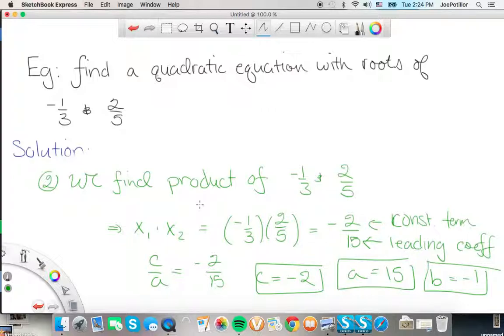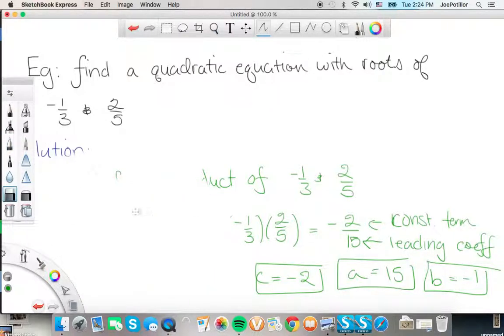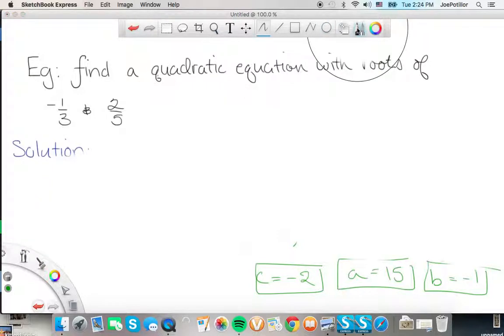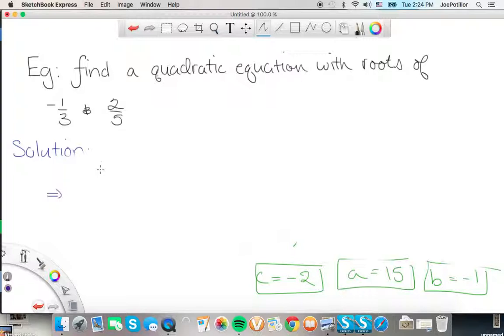And so, the quadratic equation, after all this, if you don't mind, I'll erase this all. Okay. And so the quadratic equation ends up being 15x squared minus x minus 2 is equal to 0.